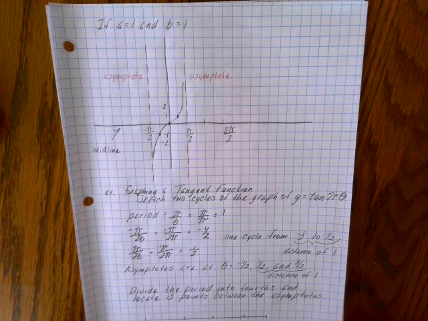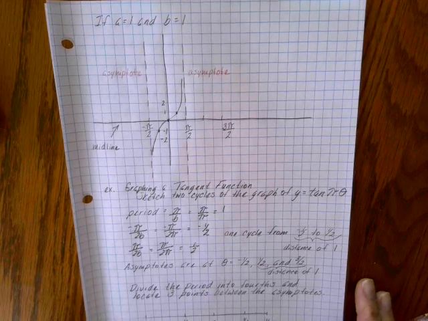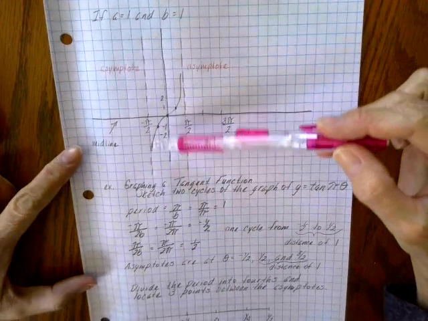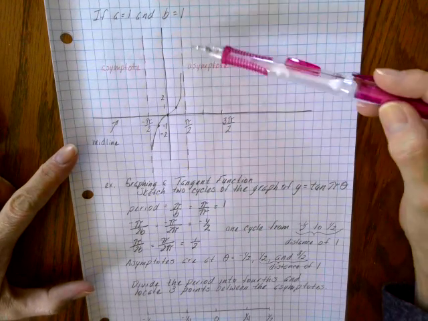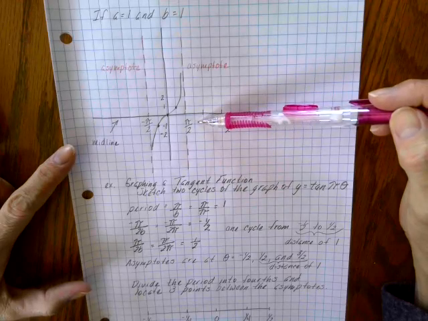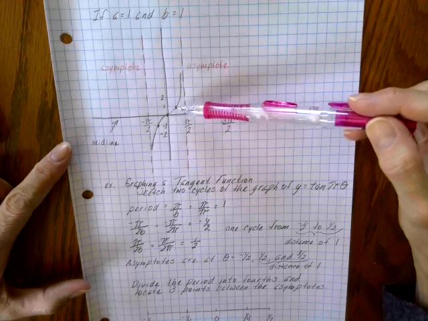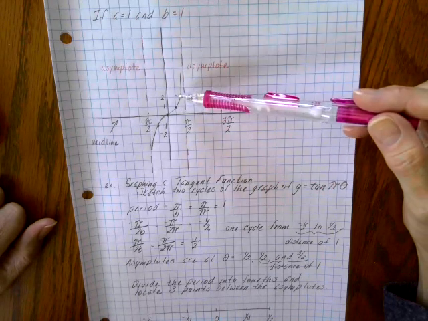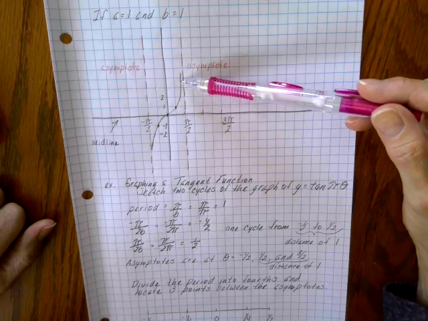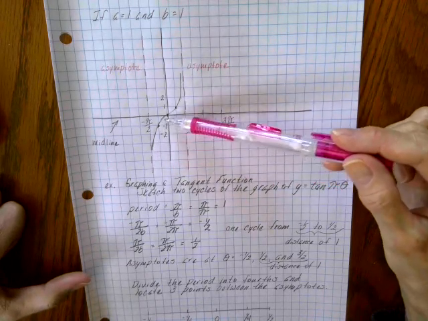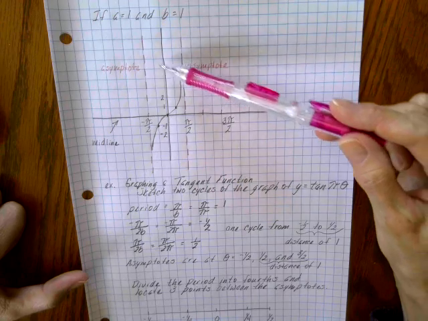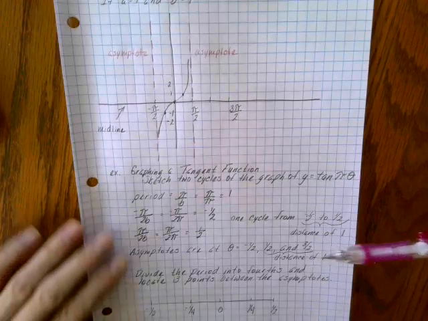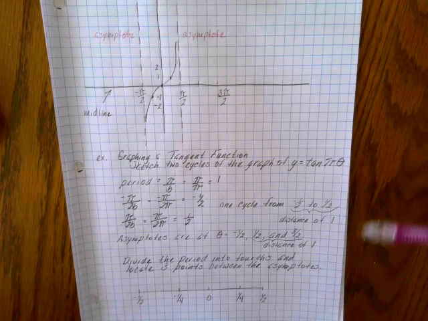If A is 1 and B is 1, this is what the tangent would look like. You're going to end up with an asymptote at negative pi over 2 and an asymptote at pi over 2. Then you're going to plot your 3 equally spaced points, and that's what the tangent looks like. Of course, this is a tangent where A is positive, so it is increasing. If A is negative, then it's going to be decreasing.